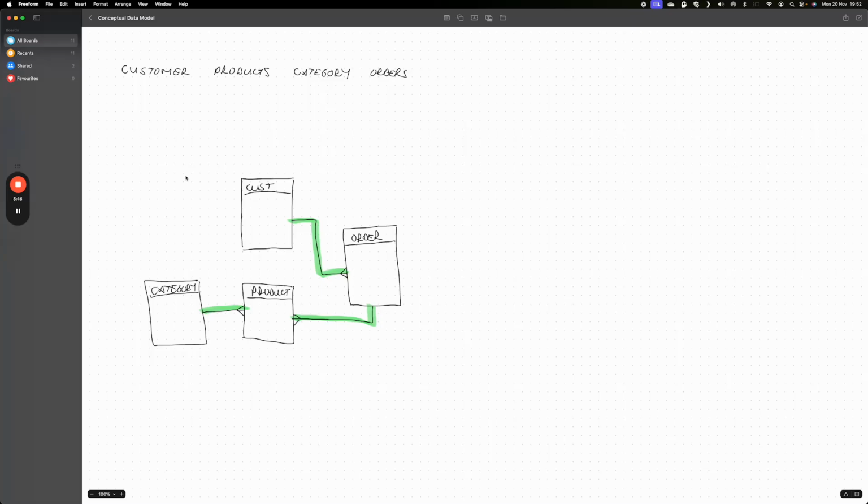Now, in the subsequent videos, we will break this down a little bit more, because you're probably starting to ask questions, particularly around the order one, which I think gets a little bit more complex. So when we take this model and translate it to a logical data model, we're really going to focus on this order table a little. So we'll leave it there for now.